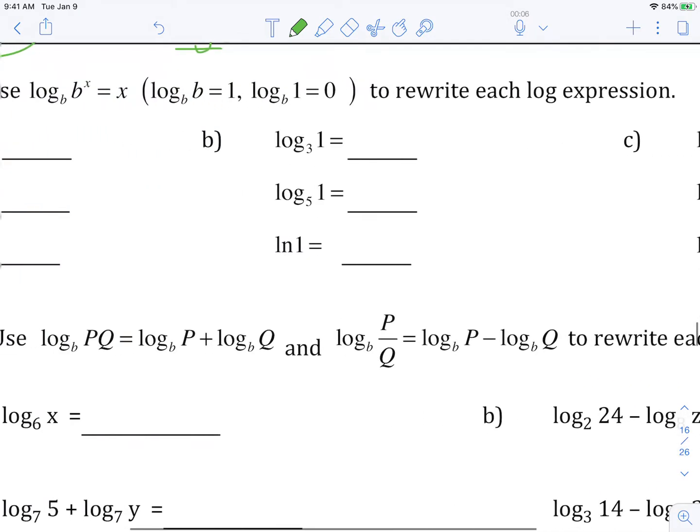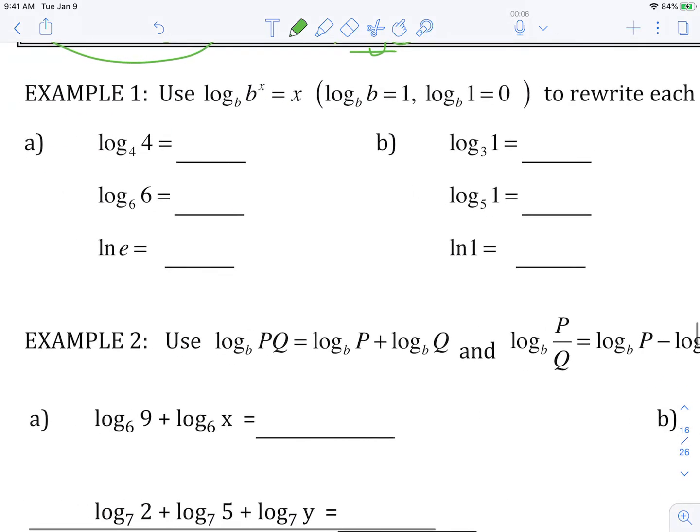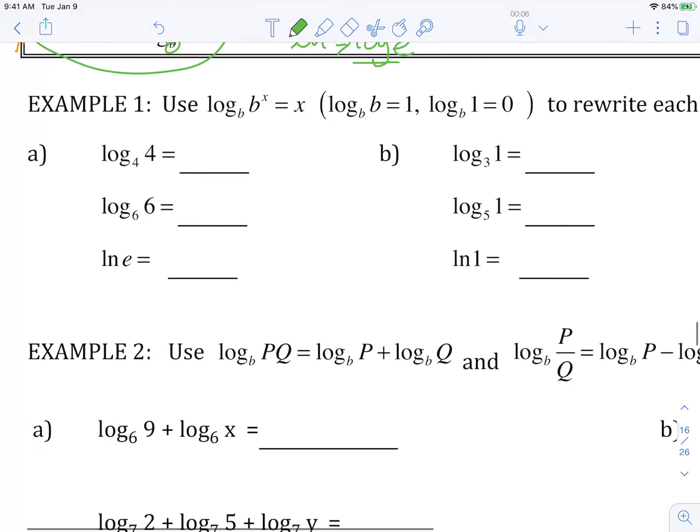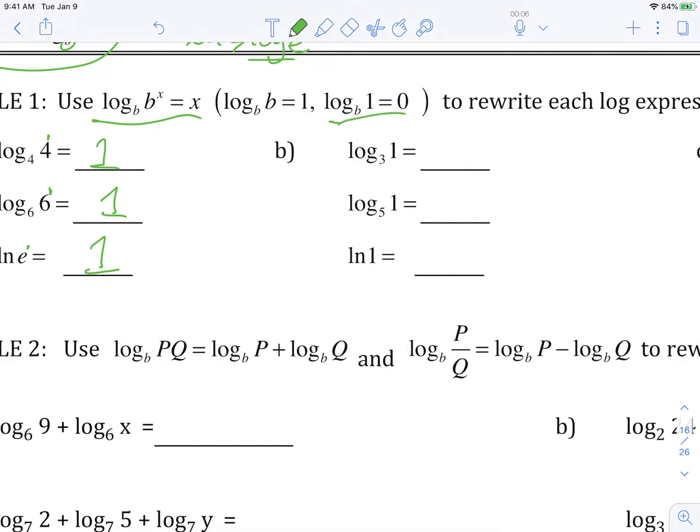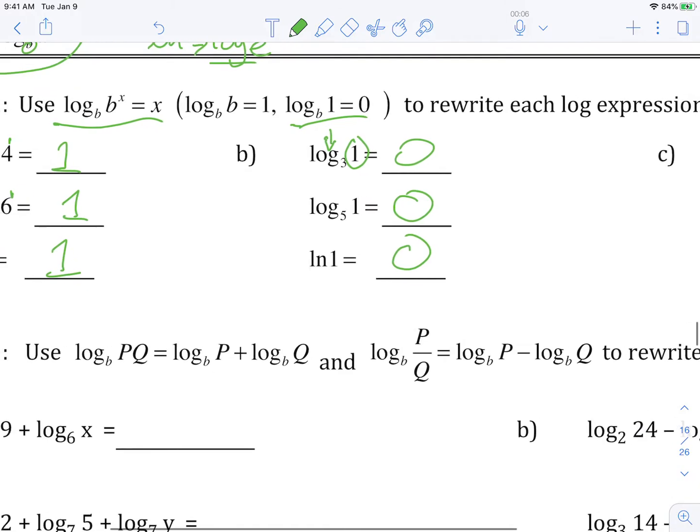Again, I'm going to go fast here because you guys could just pause, and I don't want these videos to take a very long time. So log base b of b to the x is equal to x. Okay, so log base 4 of 4, well, this is really like saying 4 to the first power, 6 to the first power, e to the first power. And so all these are equal to 1, 1, and 1. So now this is using this property here. Okay, so what do I raise 3 to get me 1? Well, this is 0, this is 0, this is 0. So anytime you have a 1 as your input, we know that it's going to be equal to 0.